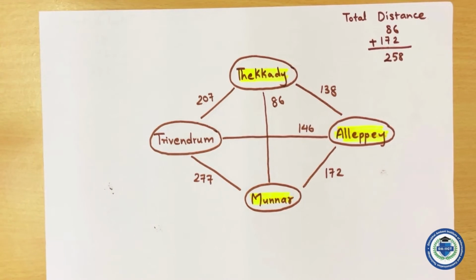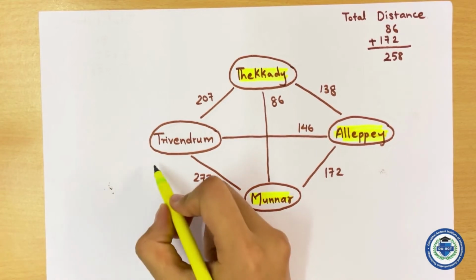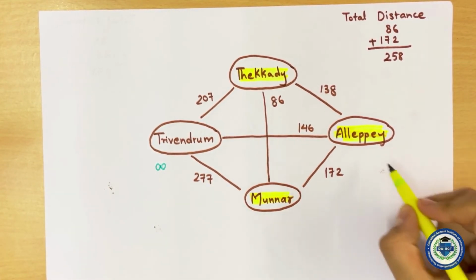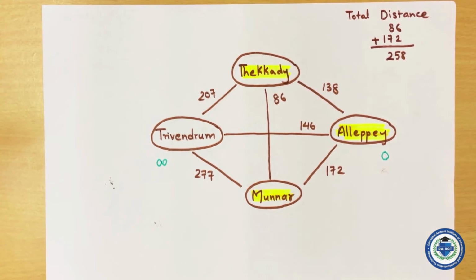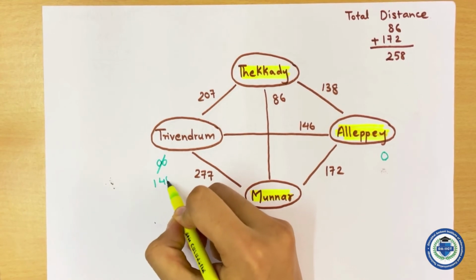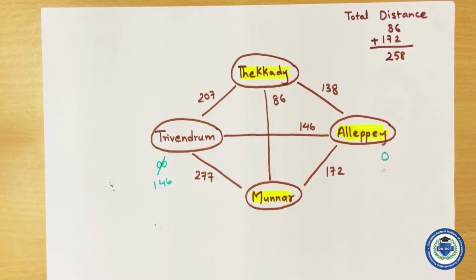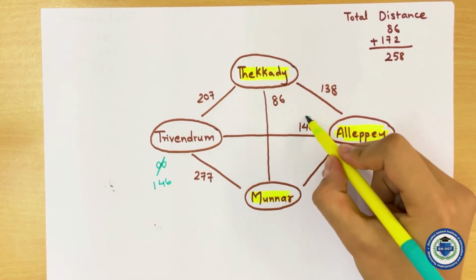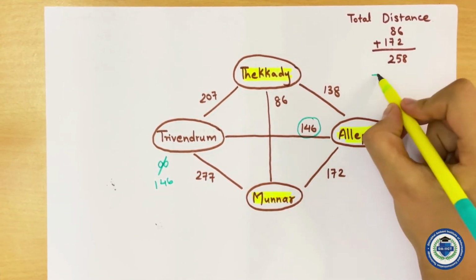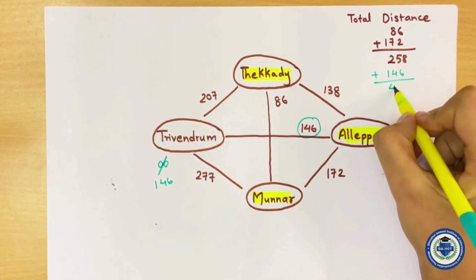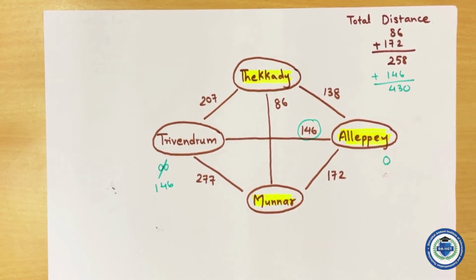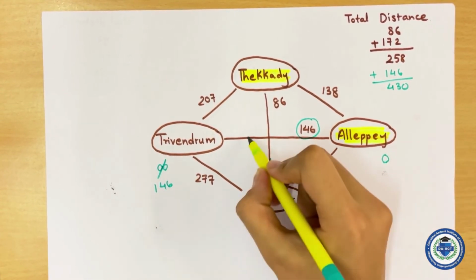Again apply the basic step of Dijkstra's algorithm on LFP. Set all the distances to infinity except Munnar and Thekri as we have already traveled there, and 0 for LFP. Measure the distances of the locations from LFP. If the distances are less than infinity, which is again true, replace infinity with the measured distance. Select the smallest and only available path, in this case to Trivandrum with 146 km. Add this distance to the total distance travelled, making it 430 kilometers, and the path of travel is Thekri to Munnar to LFP and then Trivandrum.